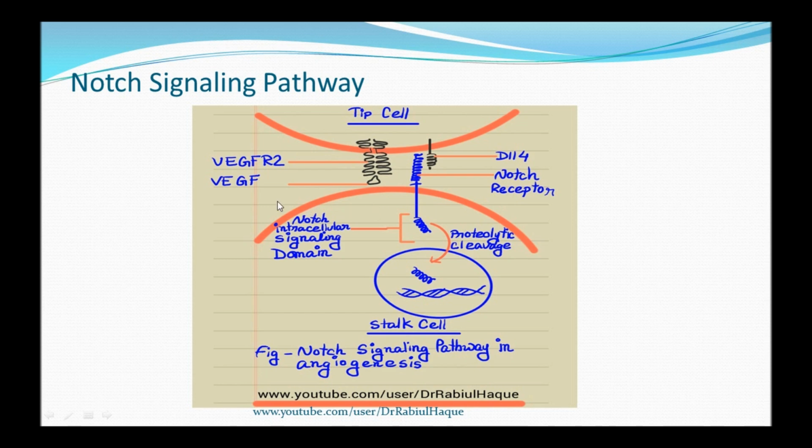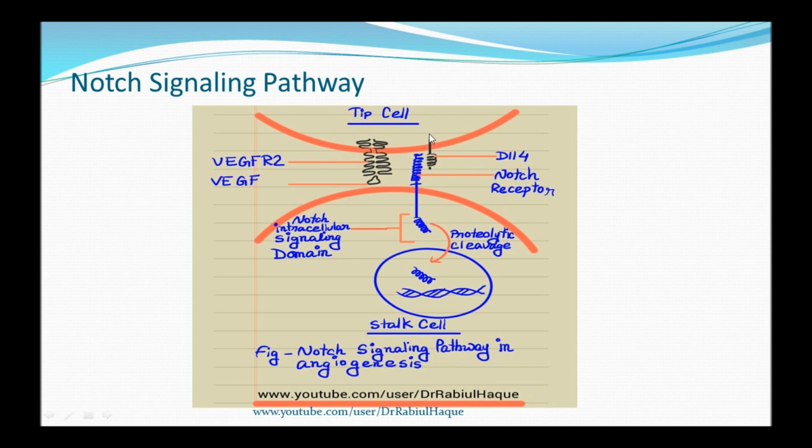Shown on the upper side, we can see the tip cell, and on the cell membrane of the tip cell we can see there are different types of receptor. One of the receptors is vascular endothelial growth factor receptor 2. Now vascular endothelial growth factor will bind with this receptor, and that will result in signal transduction, that will result in gene transcription, and ultimately there will be upregulation of delta-like ligand 4 mRNA.